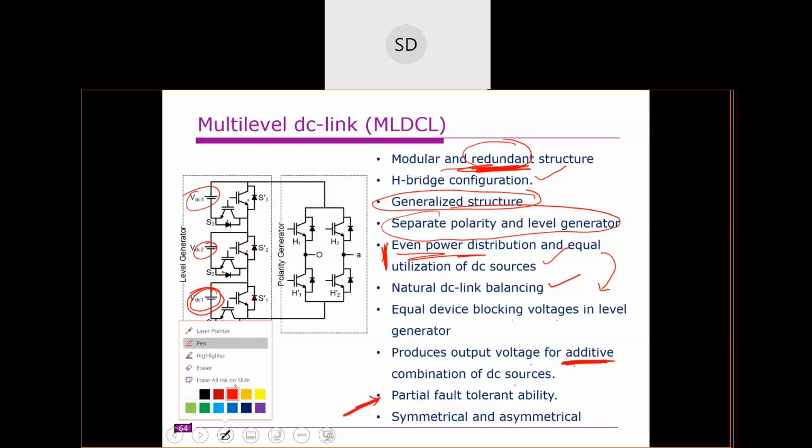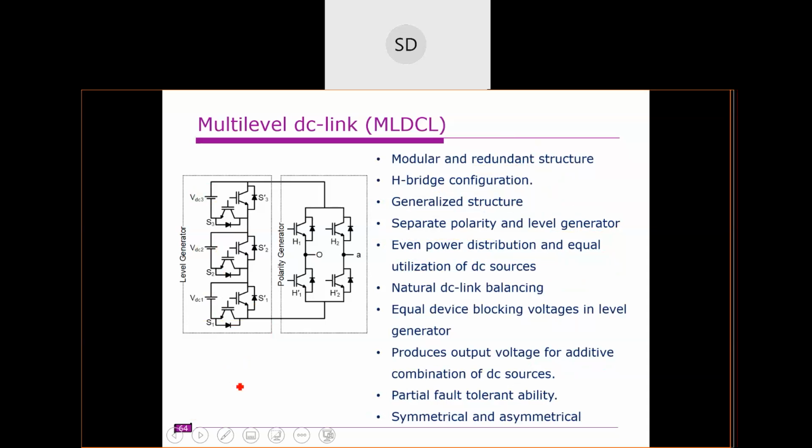The meaning is, for example, this cell is faulty, or this DC source is faulty. We can bypass this DC source. For example, if this DC source is faulty, you can bypass it by turning on this switch. If you turn on this S1 dash, this DC source will be bypassed. So now we can operate with two cells.